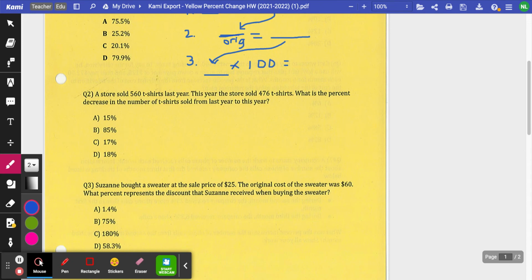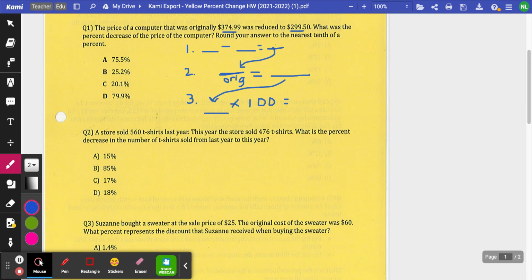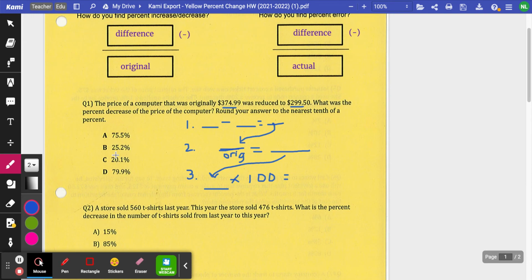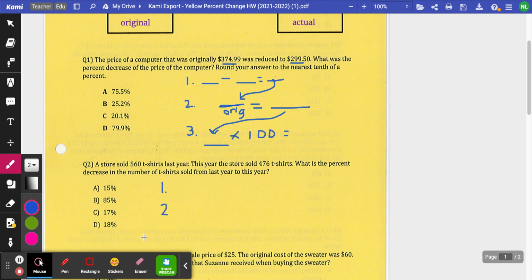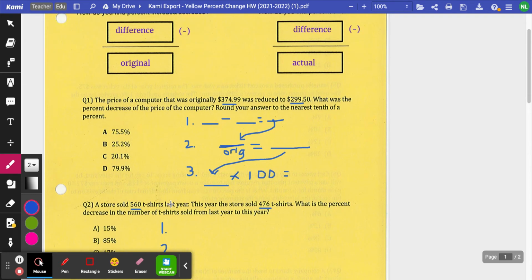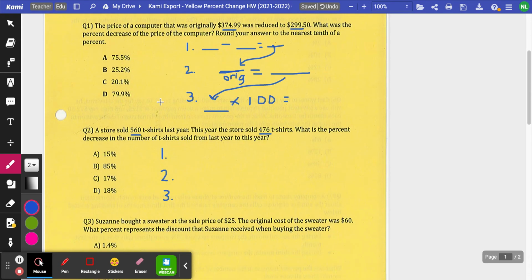Question number 2, a store sold 560 t-shirts last year. This year, the store sold 476 t-shirts. What is the percent decrease in the number of t-shirts sold from last year to this year? So once again, you're looking over at this formula, difference over the original, and you're doing those same 3 steps. Step number 1, find the difference between these two numbers. If you forgot what difference means, look up here. I put the symbol. Subtract.